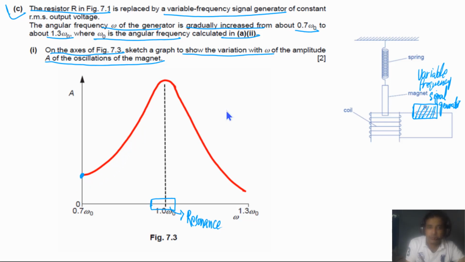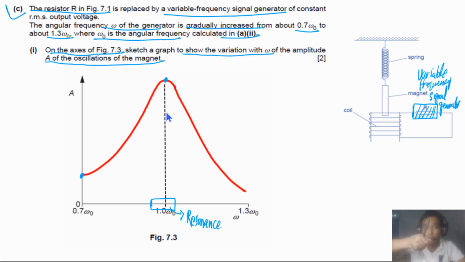As we increase the frequency of the variable signal generator and its frequency is getting closer to the natural frequency of the oscillating magnet, you can see the amplitude is increasing. So here the natural frequency of the oscillating magnet is equal to the frequency of the magnetic field induced in this coil, so resonance takes place at this point.